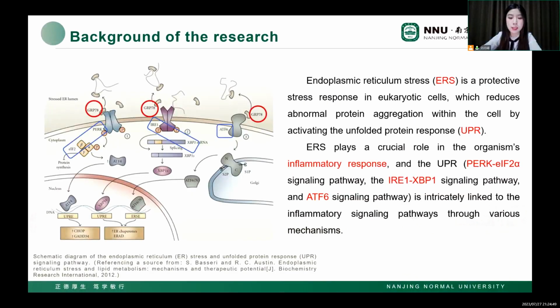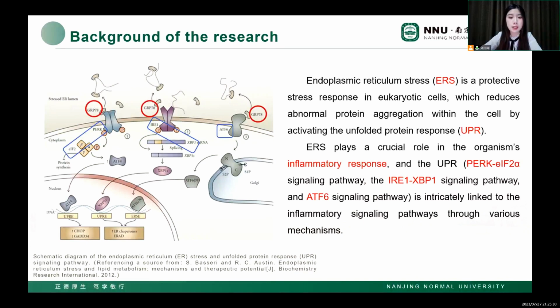Endoplasmic reticulum stress is a protective stress response in the cells and can activate three downstream unfolded protein response signaling pathways: the PERK-EIF2 alpha, the IRE1-XBP1, and ATF6 signaling pathways. Many studies have shown that high copper concentrations can induce the production of reactive oxygen species in the organism, causing ERS and inflammatory disease in mammals. The relevant studies in fish have yet to be conducted.